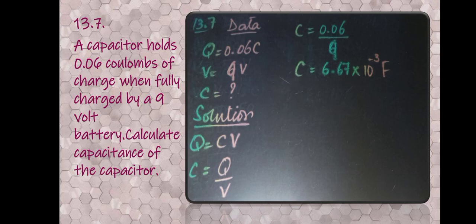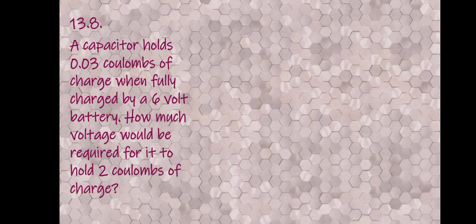Q equals CV. Rearrange it for capacitance: Q by V. It gives you 6.67 into 10 raised to power minus 3 farads. F is the unit for capacitance and it is called farad.